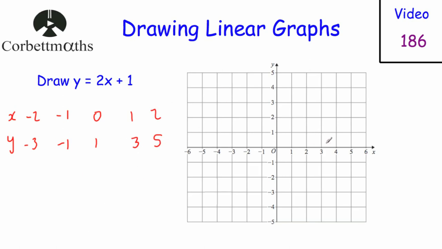So let's start off with (2, 5), so 2 across, 5 up, so it's going to be here. (1, 3), 1 across, 3 up, is going to be here. (0, 1), 0 across, and then just 1 up, that's there. (-1, -1), so it's going to be here. And finally, (-2, -3), so it's going to be down there, and that's that point. And then get a ruler and a pencil and draw a nice straight line through those points, and it looks something like this. And that's it. So that's how you draw a straight line graph. You're going to create a table if there's not one for you, and then you just follow the rule here. It's multiply by 2, 2 times x plus 1, and then just work out the coordinates and then plot them.